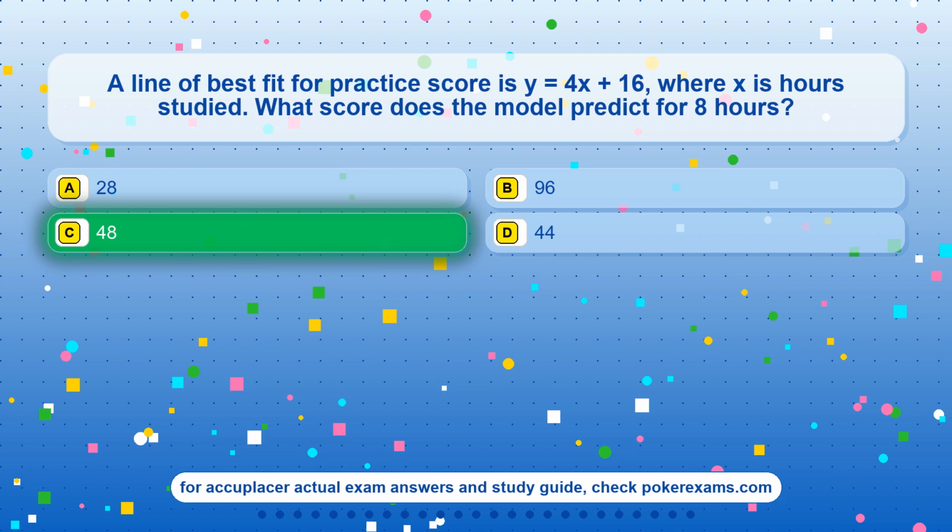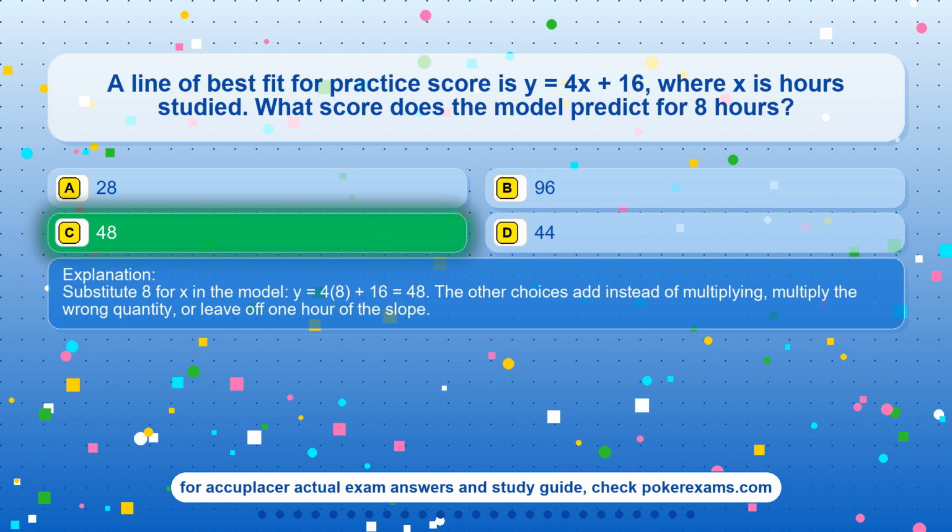The correct answer is option C, 48. Substitute 8 for x in the model, y equals 4(8) plus 16 equals 48. The other choices add instead of multiplying, multiply the wrong quantity, or leave off 1 hour of the slope.